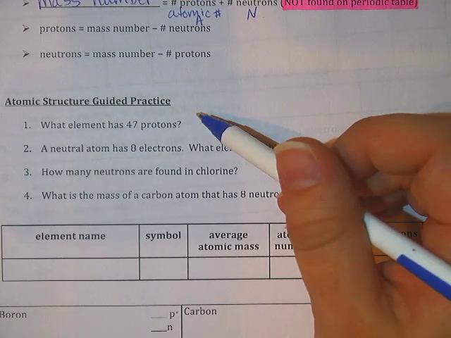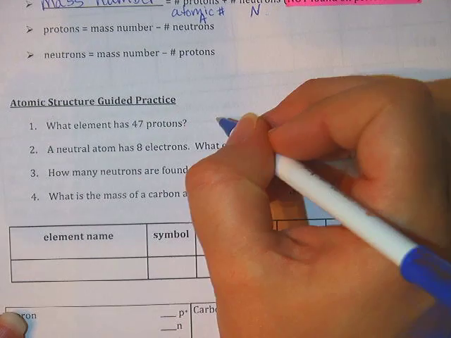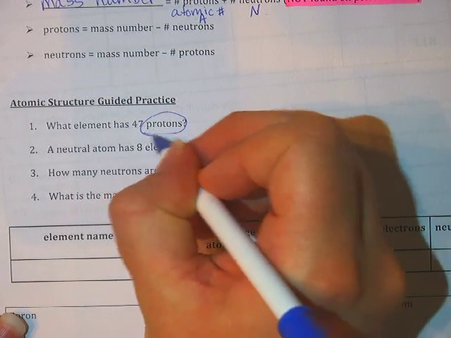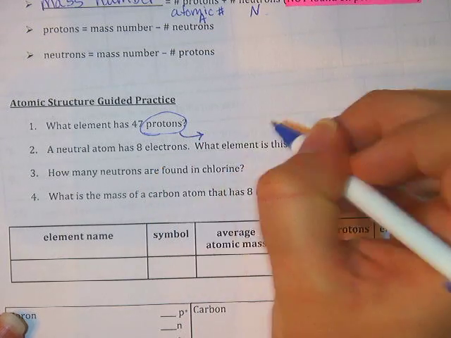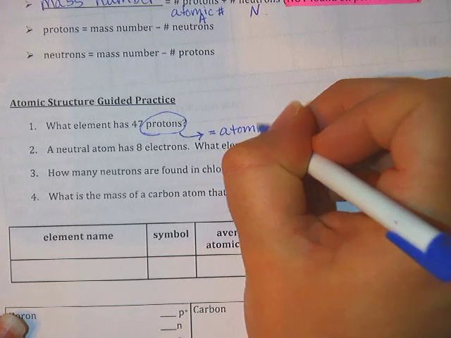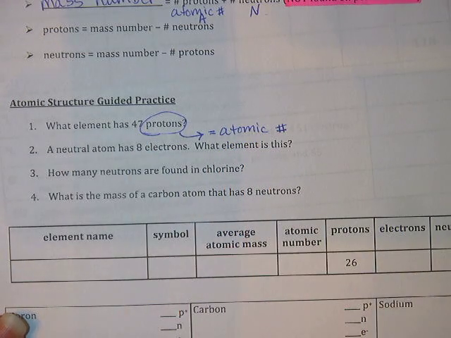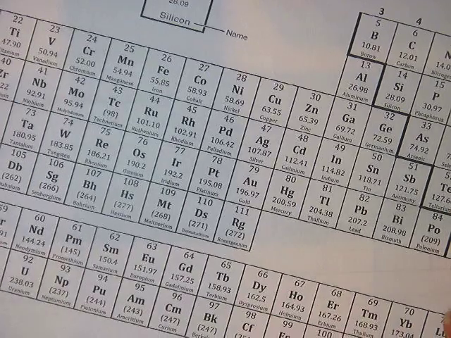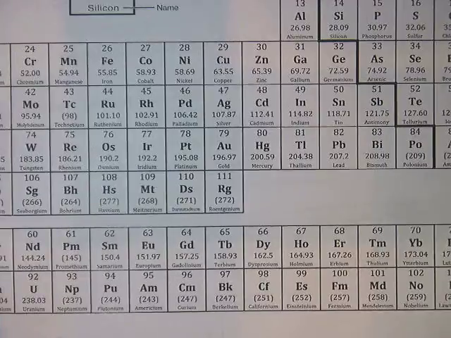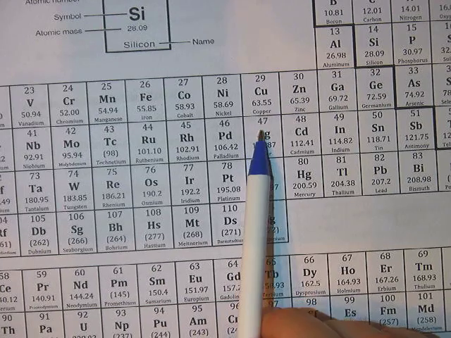Okay, atomic structure. There's some guided practice here. We're going to go through a few questions. What element has 47 protons? Remember, the number of protons is equal to your atomic number. So what you got to do is go to your periodic table and find atomic number 47. So flip to your periodic table that's on the back of your book. Find element number 47. And that element is silver.